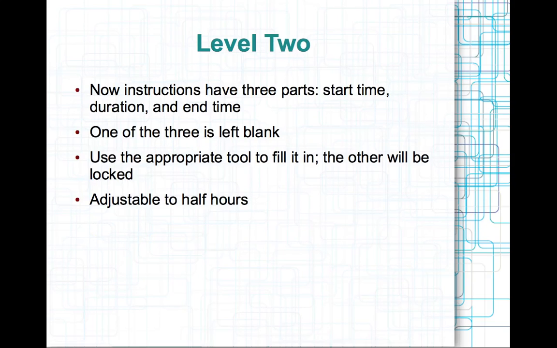For level 2, I'd have an increase in difficulty by making 3-part instructions, but it would also decrease a little bit in difficulty by adjusting only to half hours, so it's a little bit simpler there. But basically you would have a start time, duration, end time, and you would have to fill in the missing one, figure it out from the other 2 that are in there. And again, you could click on those to have them read aloud.